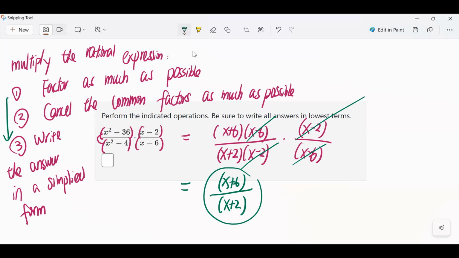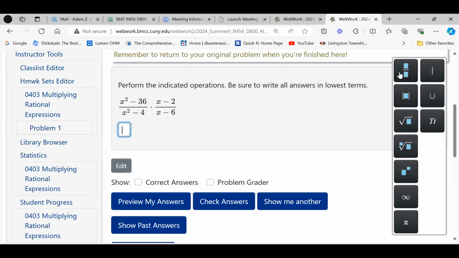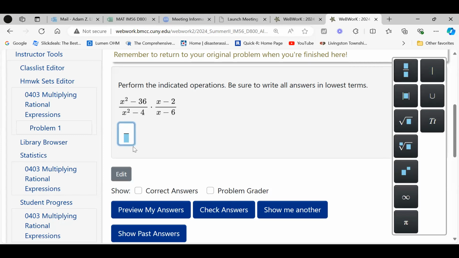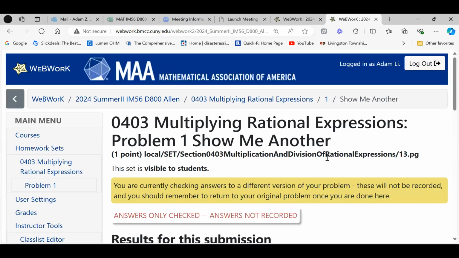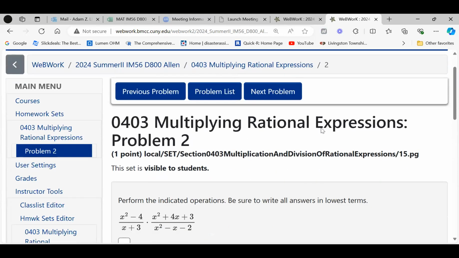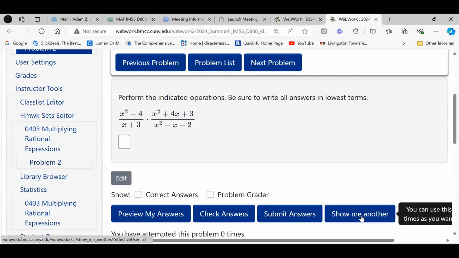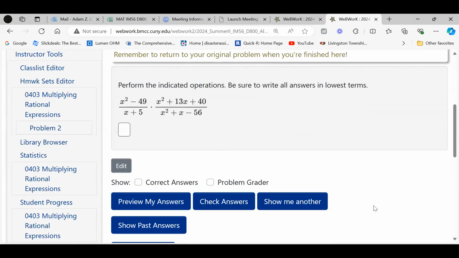Any question about this? First of all, go back to the panel, get the fraction symbol, and you can put x plus 6 on top and x plus 2 on the bottom. Check the answer. Yep, it's good. Then let's move on. I'll let you try one of these. You guys can try this one.